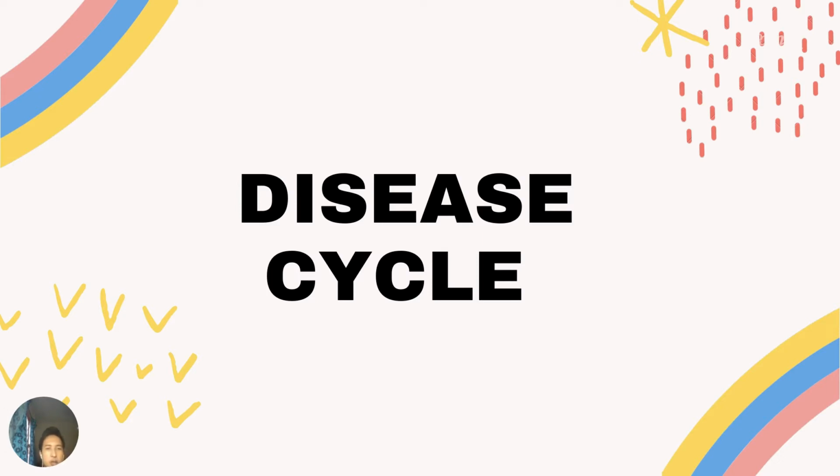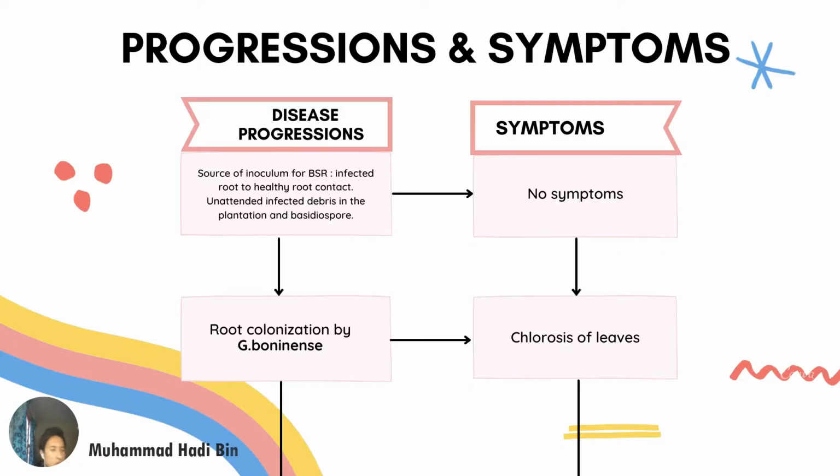So today I will be presenting about the disease cycle, the cycle of the Basal stem root. I will simplify the disease cycle of the Basal stem root with the progression and the symptoms of the disease. The disease progression first is sort of reticulum, from Basal infected root to healthy root contact, and then the infected debris in the plantation and basidiospores. And in this first progression, we can see no symptoms.